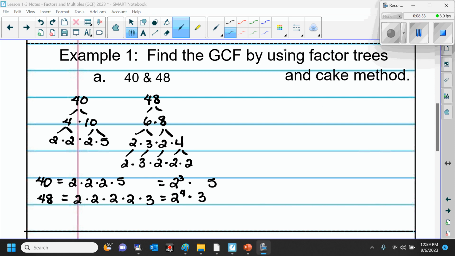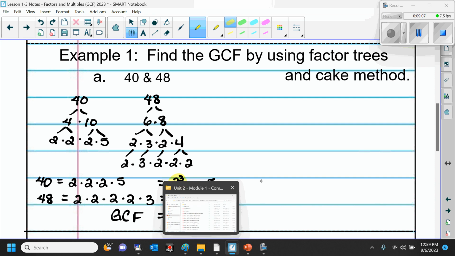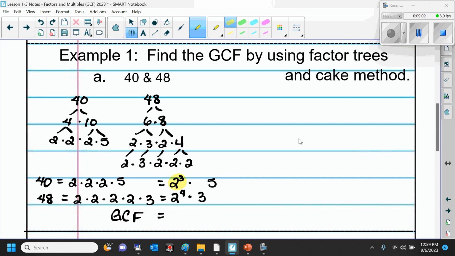We have to multiply what they have in common, okay? So, do we have some 2's in common? Yes. We have some 2's in common. And do we have any 3's in common? No. How about 5's? No. So we only need to take care of the 2's, right? Now, the way we choose is we're going to choose the one that has the lowest exponent. So that's going to be 2 to the third power. Is everybody with me? That's going to be 2 to the third power.